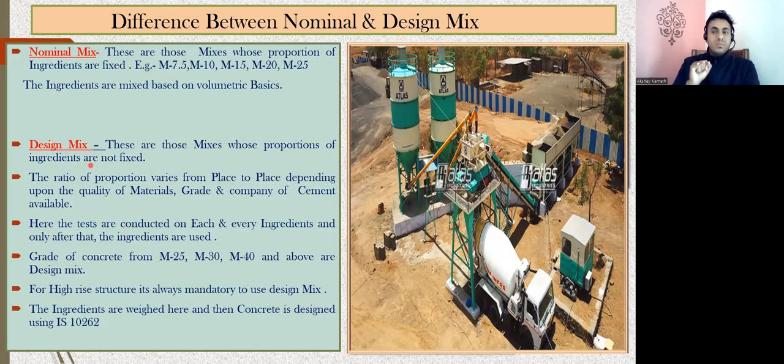In this, we take individual materials. If I want to prepare M30 grade of concrete, I'll take cement, sand, and coarse aggregate, and individually do the testing on them. I'll do the specific gravity test and the sieve analysis. Then there is a code book called IS 10262:2019. I'll show you that.